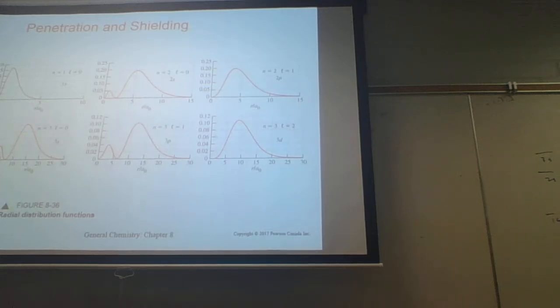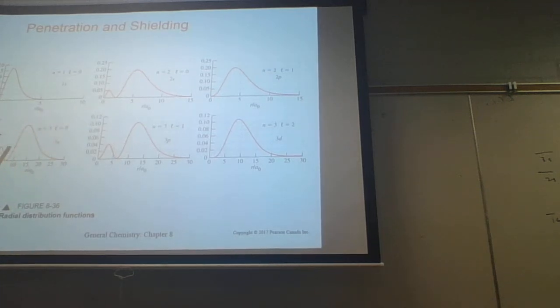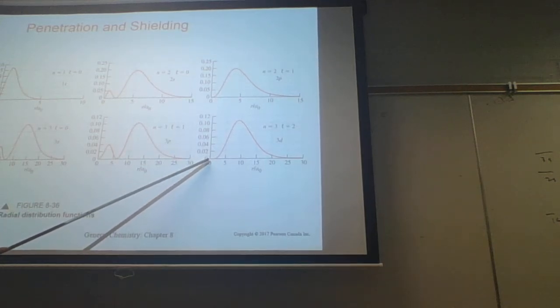The most penetrating orbital out of all these is which one? It would be the 1s. The 1s is going to have the highest penetration. And the 2s is pretty good, but the s orbitals are good. How about the p orbitals? The p orbitals are next, and the d orbitals are the least.